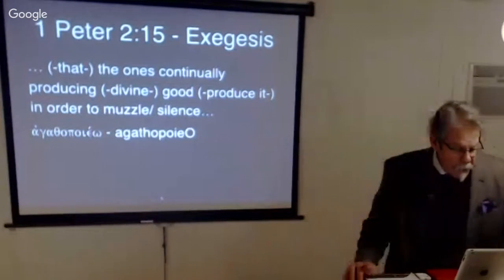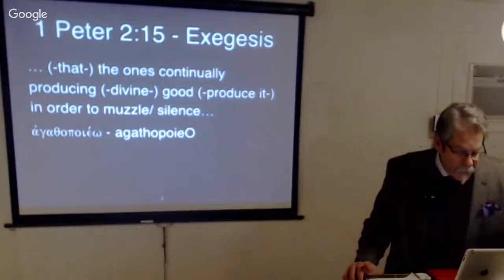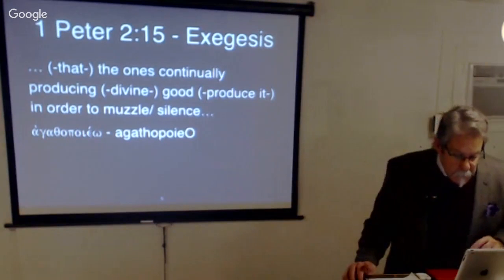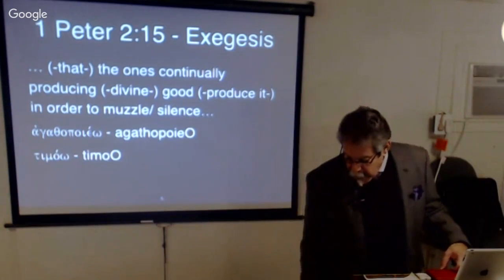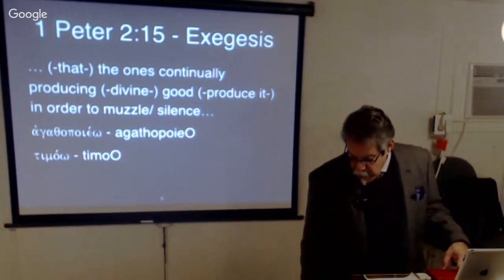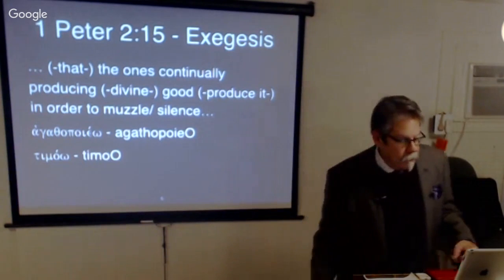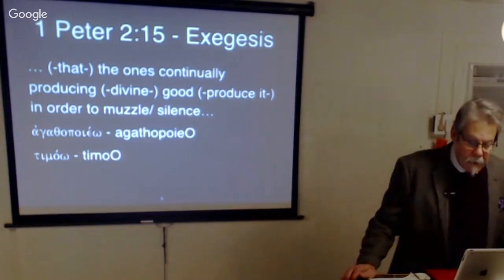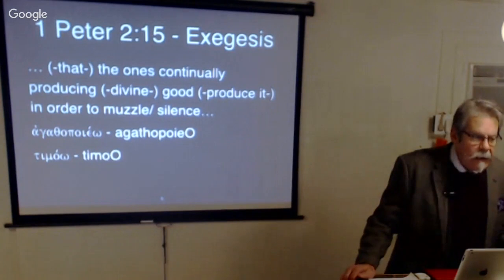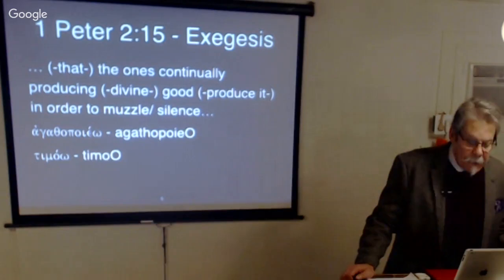Okay, then we get a present active infinitive of the verb timao. T-I-M-O, long O. And this is an infinitive of purpose. Infinitives come in different ways. This is what's called an infinitive of purpose, giving us a reason or purpose that an action was done.